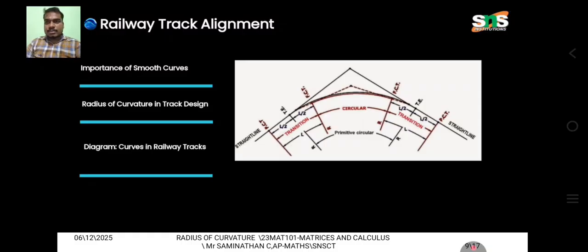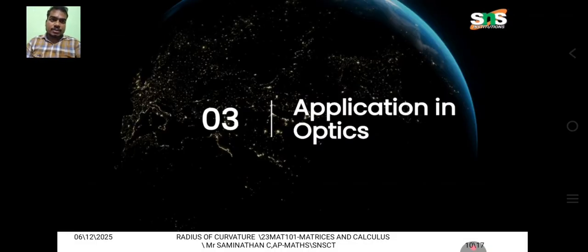In railways, the radius dictates the importance of smooth curves. Radius of curvature in track design, and the diagram represents the curve in railway tracks.